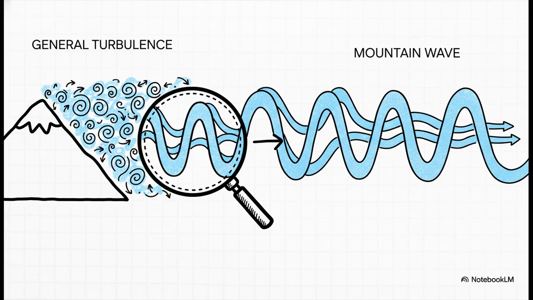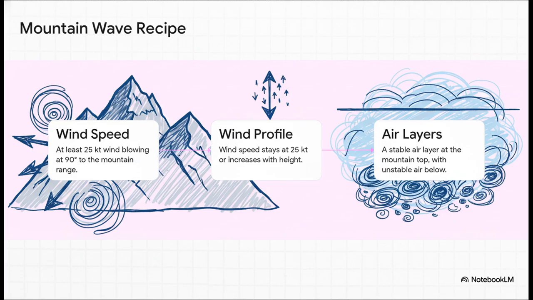Now here's where it gets really interesting. Under just the right conditions, this tumbling air doesn't just create random bumps. It can actually organize itself into a really powerful, totally invisible, and potentially very dangerous phenomenon that we call a mountain wave. So what does it take to cook up a mountain wave?